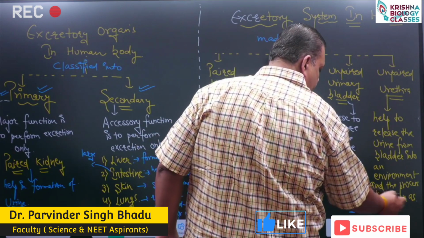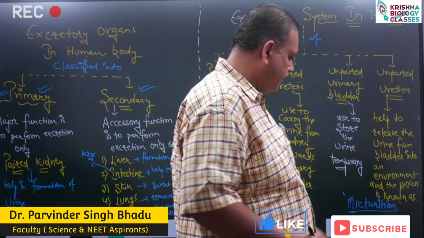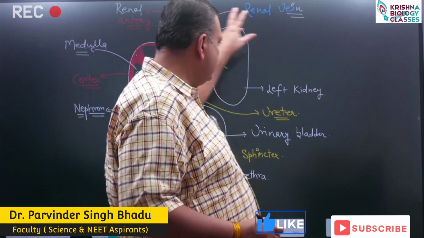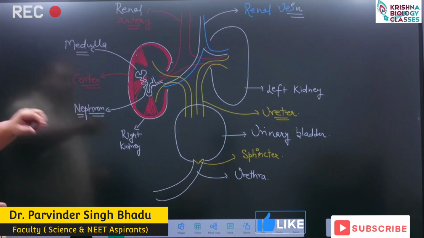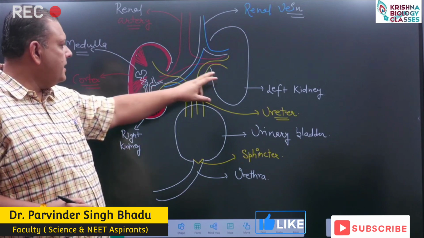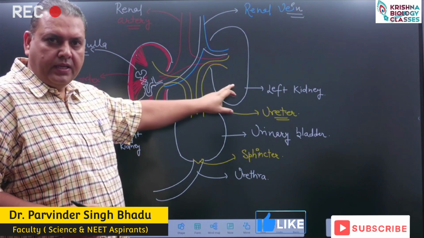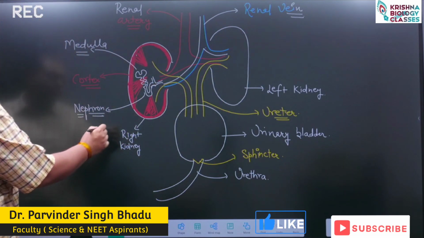That process is known as micturition. Now, let's understand this process with the help of a diagram. There is a paired structure named kidney. Right kidney is located below.